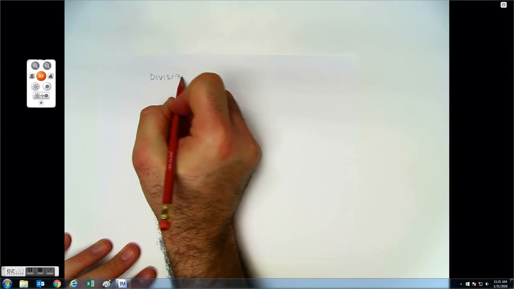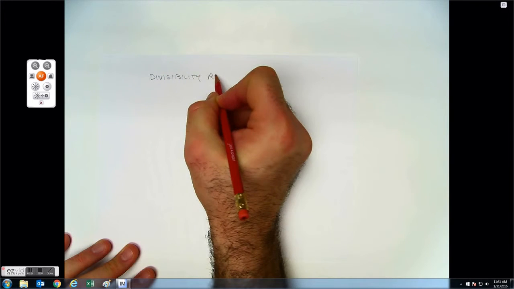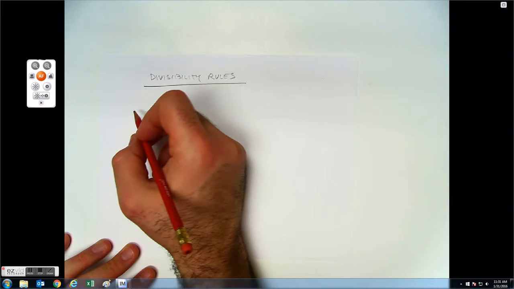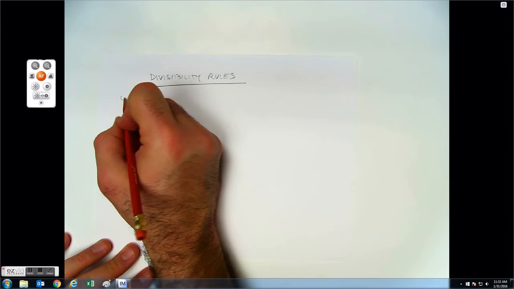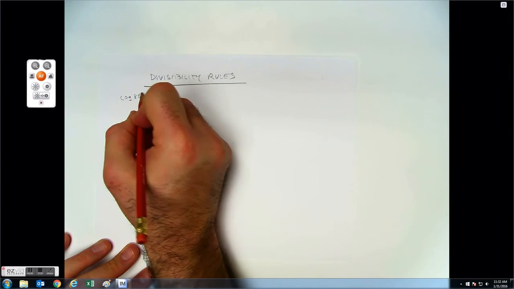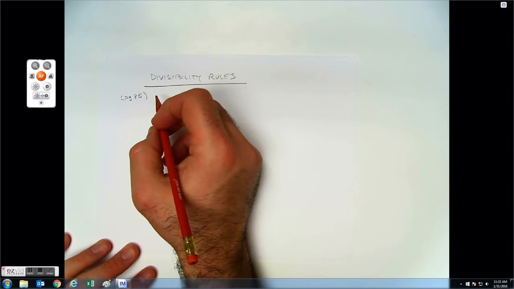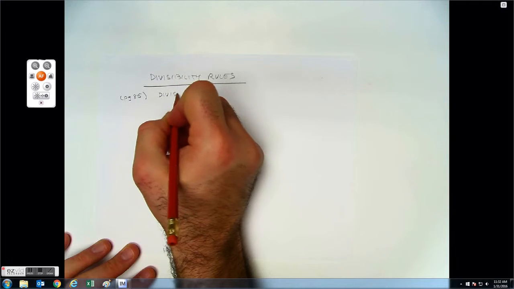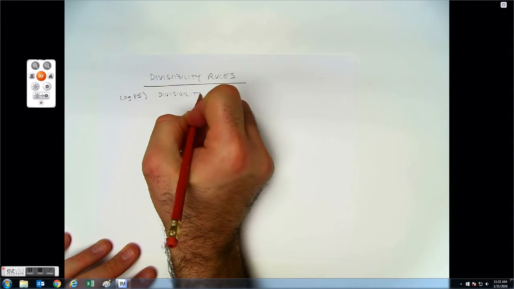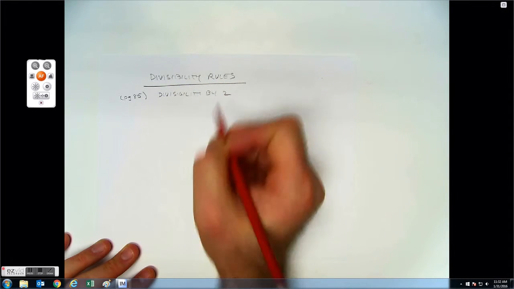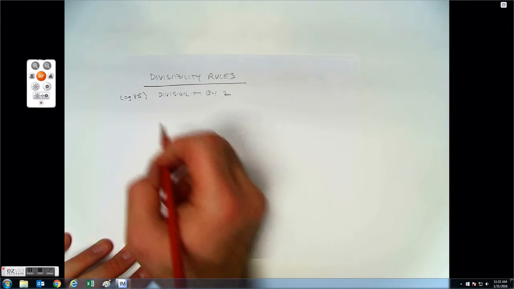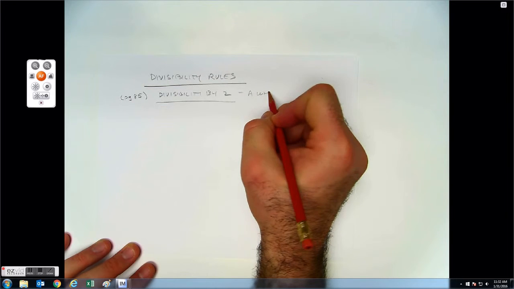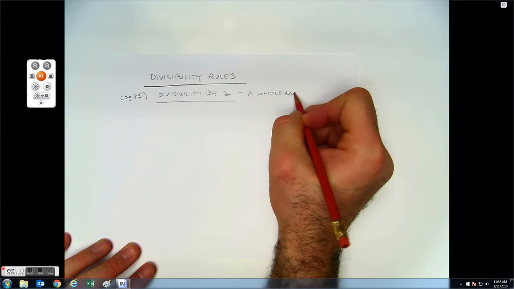Okay? All right. So the first thing I need to do is give you some divisibility rules. The first one we're going to do, just in case, is on page 85 if you need to look this up in the textbook. On page 85 there's a divisibility rule for 2. So this is divisibility by 2.